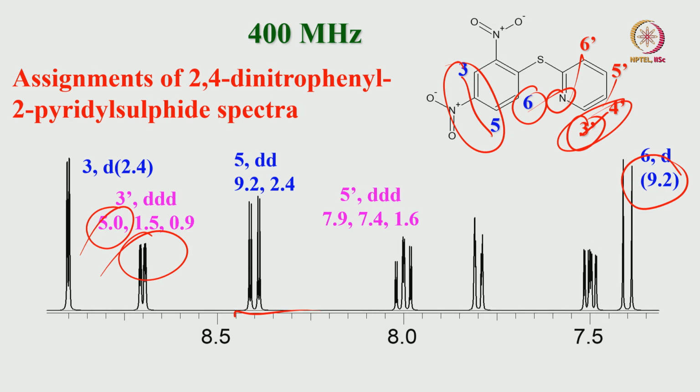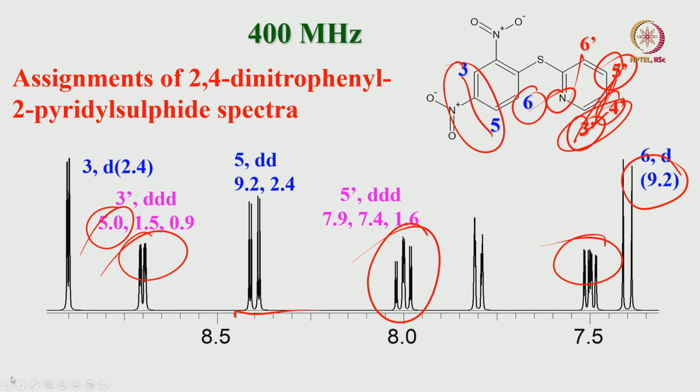And then going further, if you go to this one, proton 5 prime, this is very interesting because it experiences 2 ortho couplings and 1 meta coupling. I told you if the ortho couplings are nearly the same, then you get a triplet-like pattern, and each line of the triplet is split into a doublet because of meta coupling, and this is what it is. This is 5 prime. Similarly, next is 4 prime. Exactly, this experiences 2 ortho couplings and 1 meta coupling. This also should be like that.